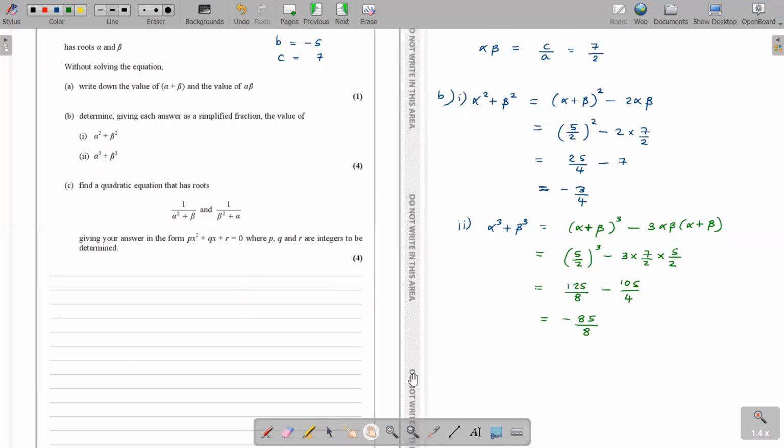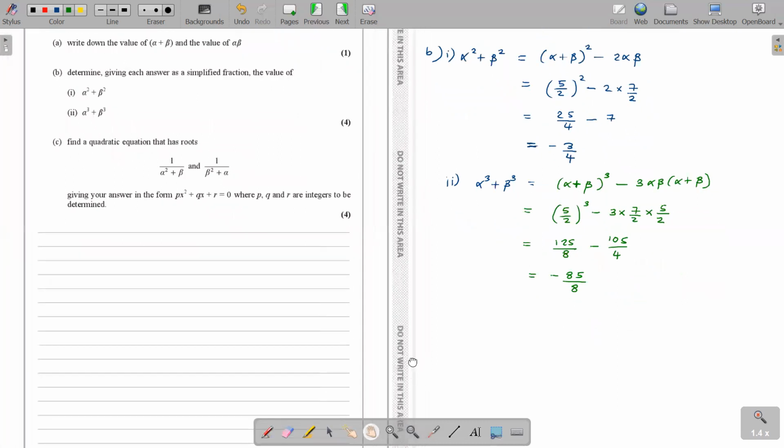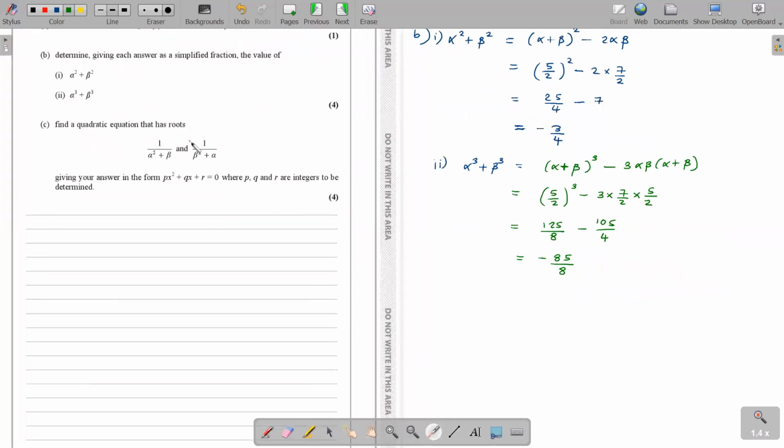Let's go to part C. Find a quadratic equation that has roots 1 over alpha square plus beta and 1 over beta square plus alpha, giving your answer in this form. When they ask you to find a quadratic equation with these two roots, the format we need to apply is x square minus sum of roots times x plus product of roots is equal to 0.